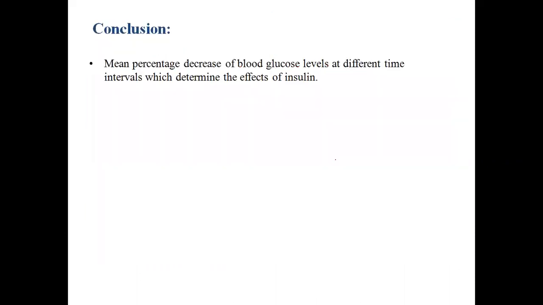Okay, so the conclusion is: the mean percentage decrease of blood glucose level at different time intervals determines the effect of insulin. So there is a decrease in blood glucose level which determines the hypoglycemic effect of insulin.